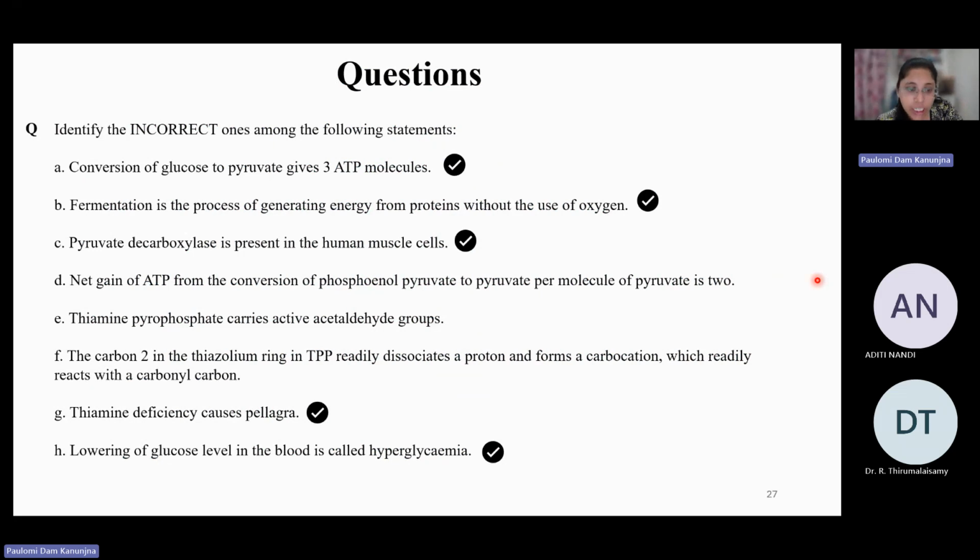So that's not correct. Lastly, lowering of glucose level in blood is called hyperglycemia. Lowering is hypo. So hypoglycemia. If it's hyper, it's more. Sorry, not D. Not D. Not D. D is correct. Okay.